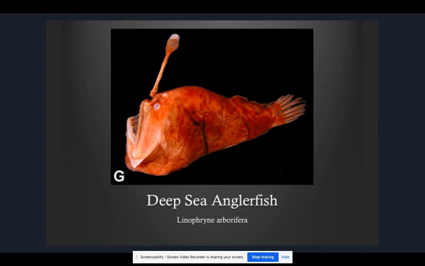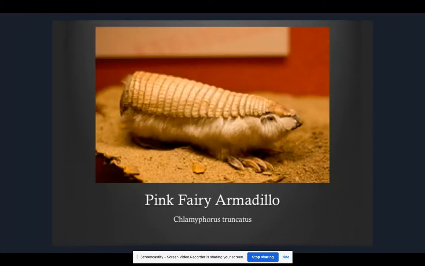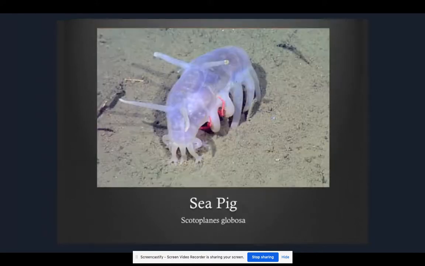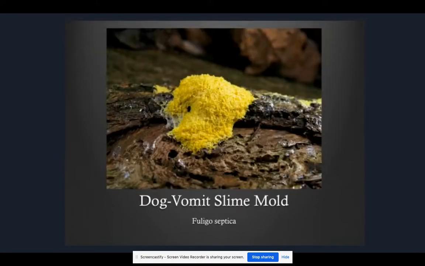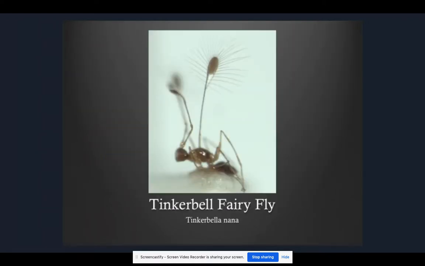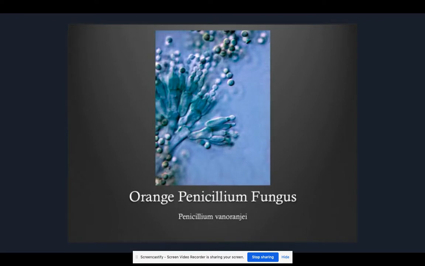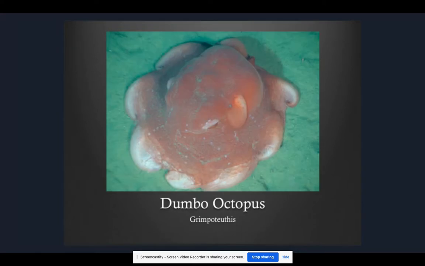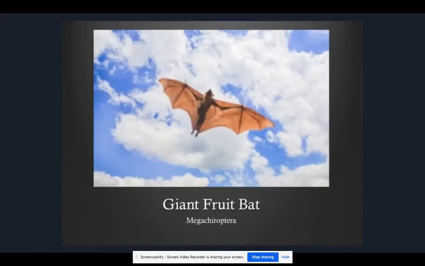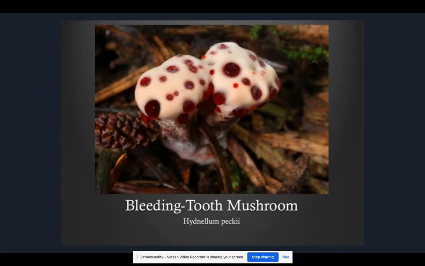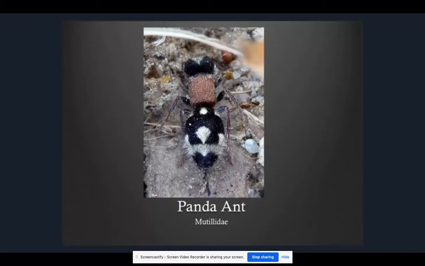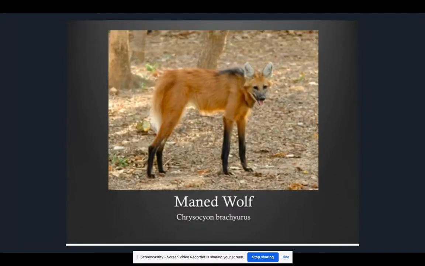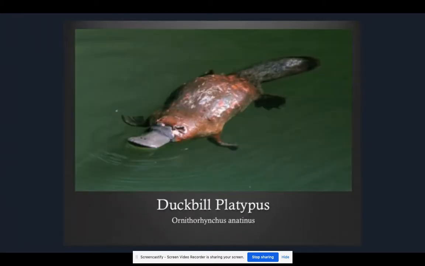So the first one is a deep sea anglerfish, pink fairy armadillo, sea pig, dog vomit slime mold, yuck, Tinkerbell fairy fly, orange penicillium fungus, a blue dragon, Dumbo octopus, a giant fruit bat, a bleeding tooth mushroom, ugh, that one's gross too. Panda ant, that one's kind of cool, it's one of my favorites. A maned wolf, a duckbill platypus, that one's pretty sweet too.